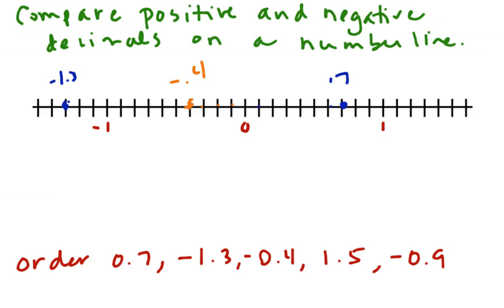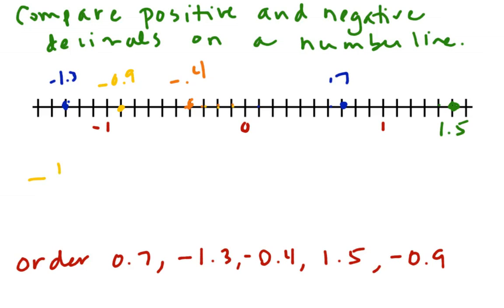My 4s are a little hard to draw. Need a smaller stylus. 1.5 is going to be to the right of 0, and it's past 1: 1, 2, 3, 4, 5. And negative 0.9 is 1, 2, 3. It's just one mark right before negative 1. Negative 0.9.